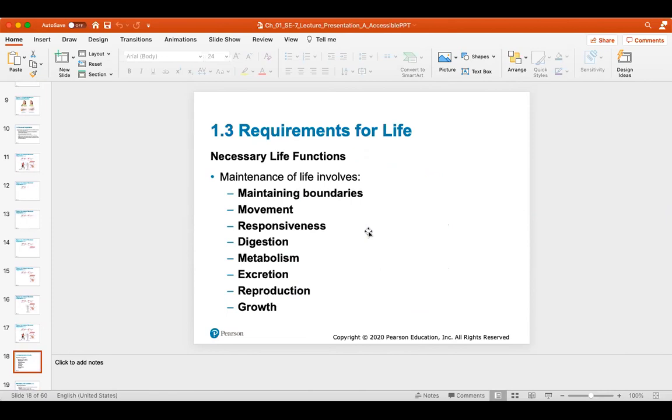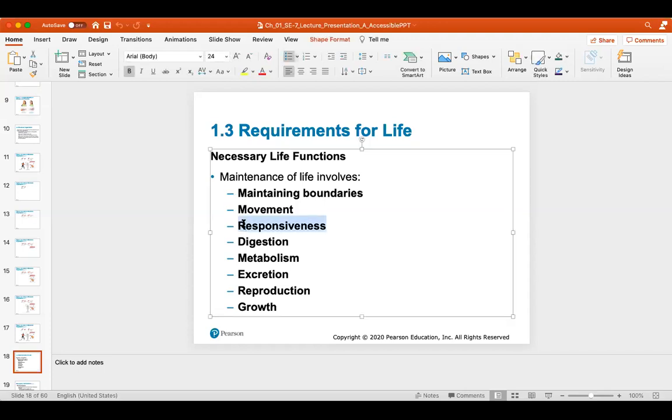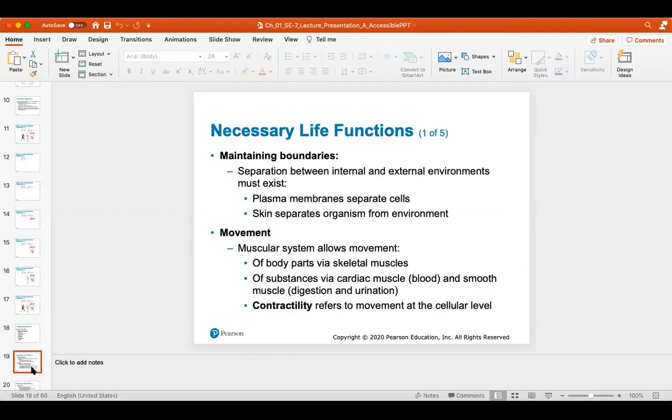So maintenance of life involves maintaining boundaries between structures within the body and between an organism and another organism, movement, responsiveness, think your nervous system, digestion, so the ability to take in food, and then metabolism, which is breaking down the food into energy. Excretion is important because your body can't use everything it eats. It has to excrete the wastes. Reproduction, to create more life, and then growth throughout life. So those are necessary life functions.